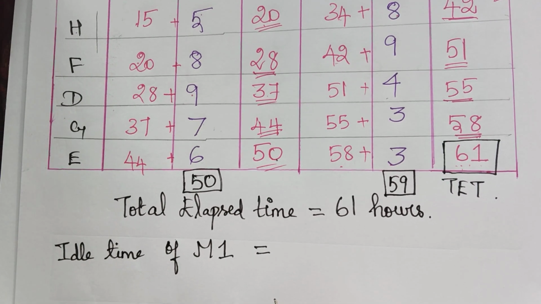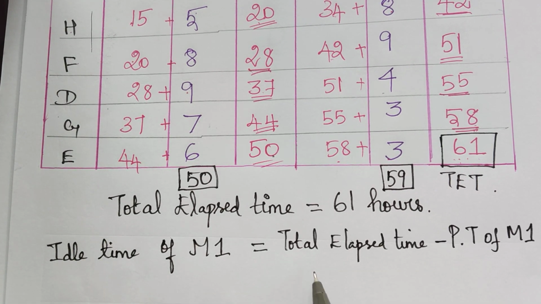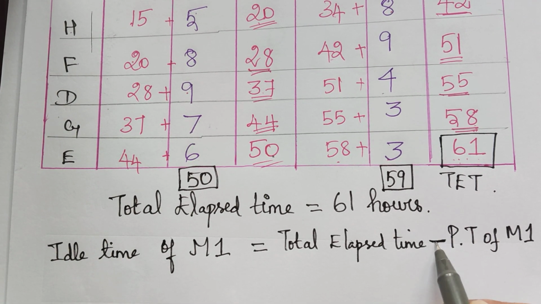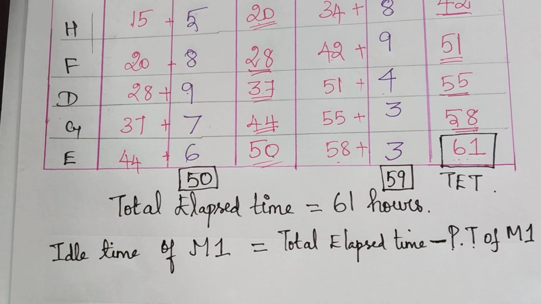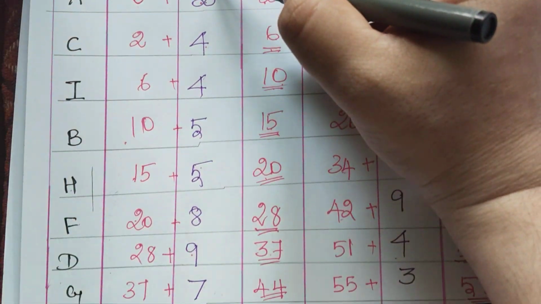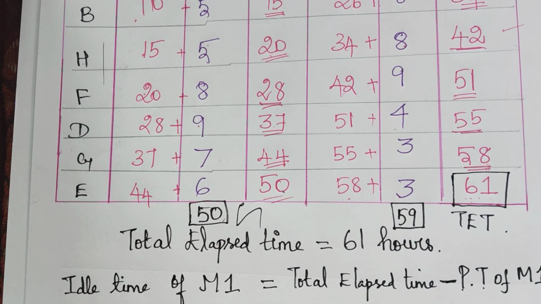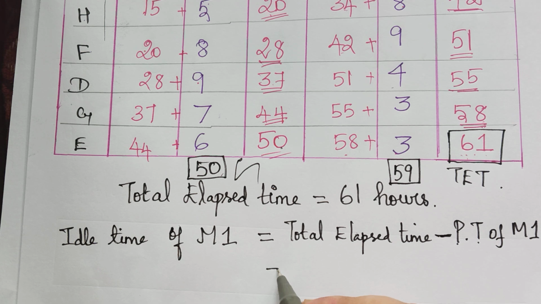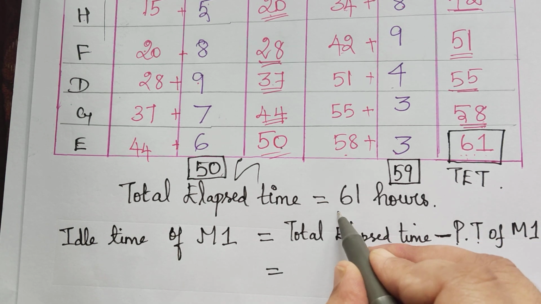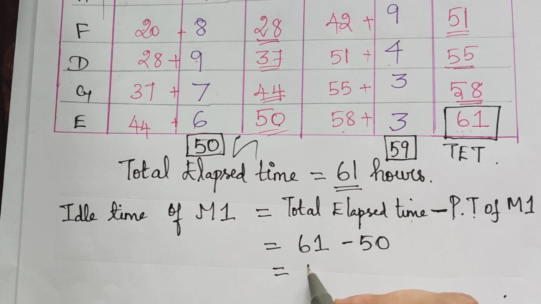So the idle time of mission 1 we have to write, and the formula is total elapsed time minus the processing time of mission 1. So what is the total processing time of mission 1? This is the sum, this sum. So this is the total processing time of mission 1, which is 50. So therefore the total elapsed time is 61. So 61 minus 50 is equal to 11 hours.